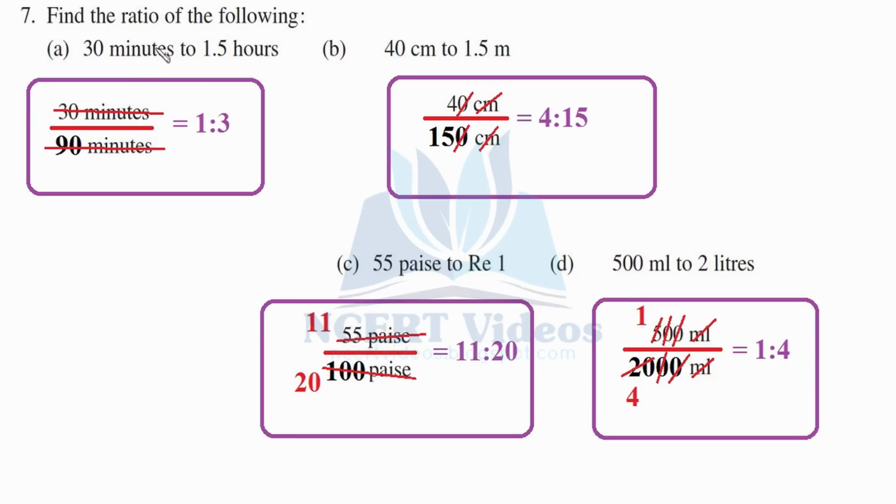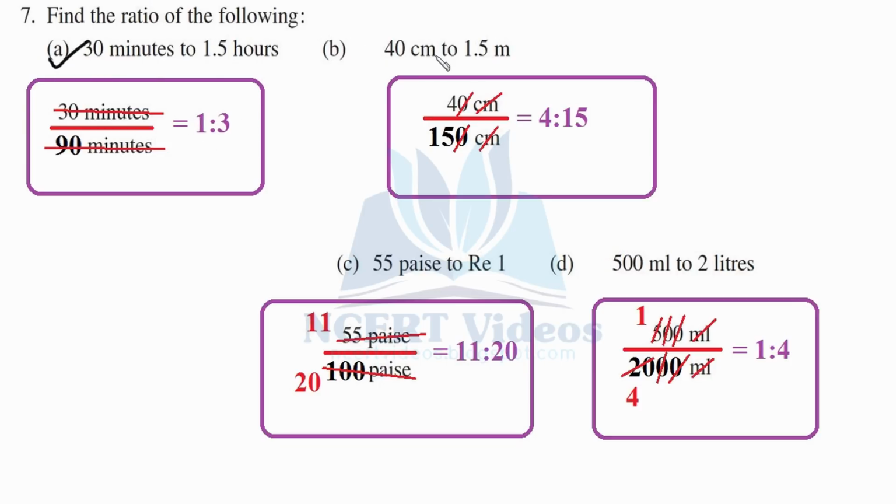So 1.5 hours, what does it mean? It means 1 complete hour, okay? And half means 30 minutes, because half an hour is 30 minutes. So 60 plus 30 gives you 90 minutes. Therefore, we have written 30 minutes is to 90 minutes. Now, the units are the same, we can operate on it. Minutes get cancelled out, 0 0 gets cancelled out, and 1 3s are 3, 3 3s are 9. Therefore, the required ratio is 1:3.